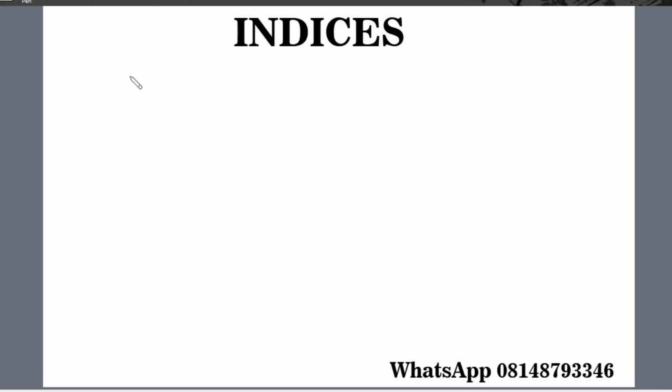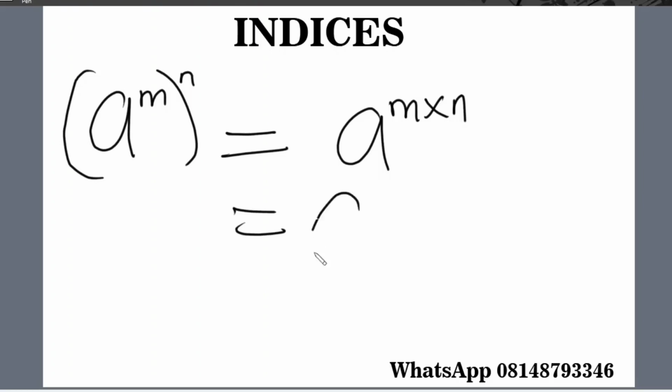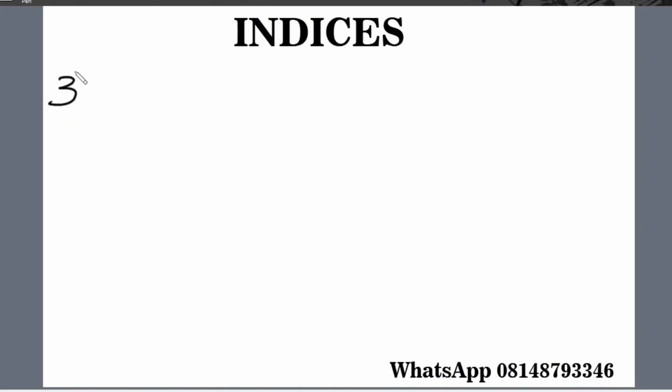Let's take another example, still on power law. Assuming we have a raised to power m, all raised to power n. How do we solve this using power law? The major and only task is to write down the base. That's the first task. And then the second task is to multiply the indices. So we have here m multiplied by n, which gives us a raised to power mn.